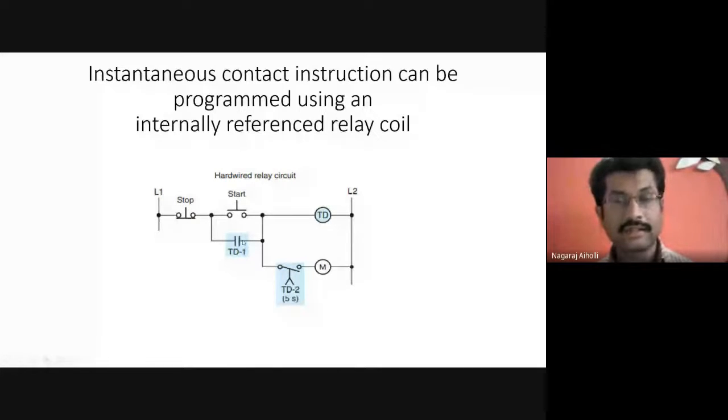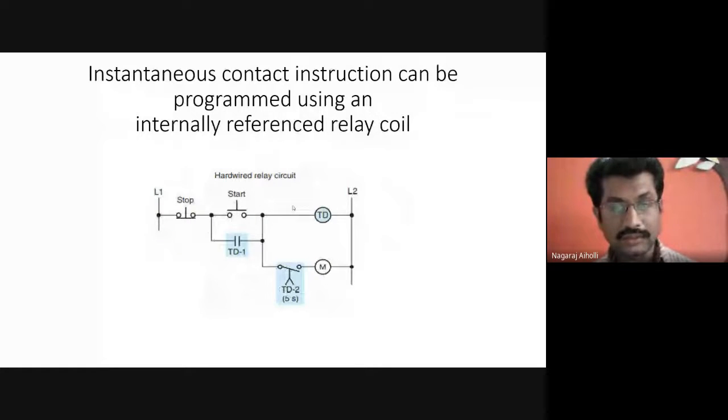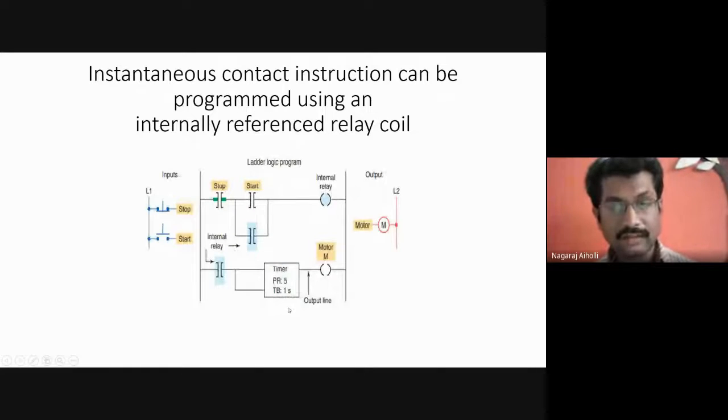Here also we have the seal-in contact parallel to the examine if closed condition, that is the start condition. This will seal in the current, so the current keeps flowing in the circuit even after the start switch is released. Then come to the second rung. Here this TD1 is used to connect to the time delay contact. That is, this instantaneous contact is used to drive the delay contact.